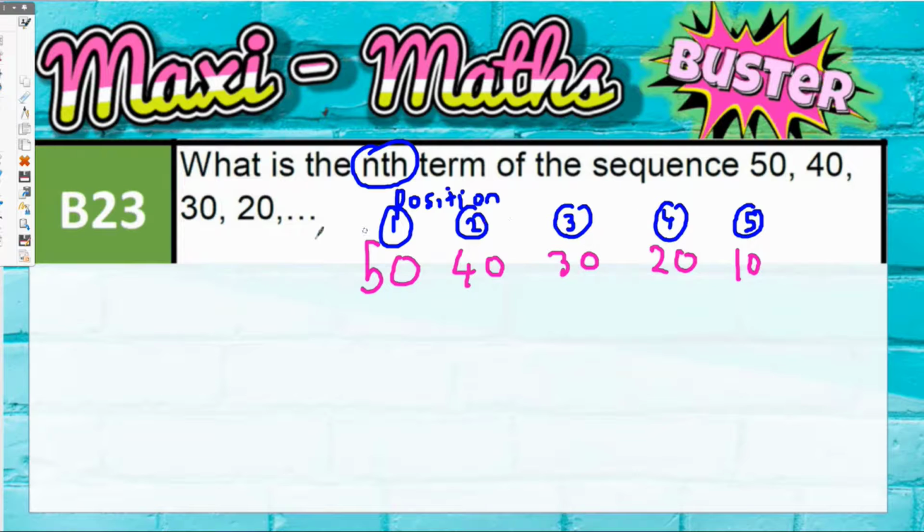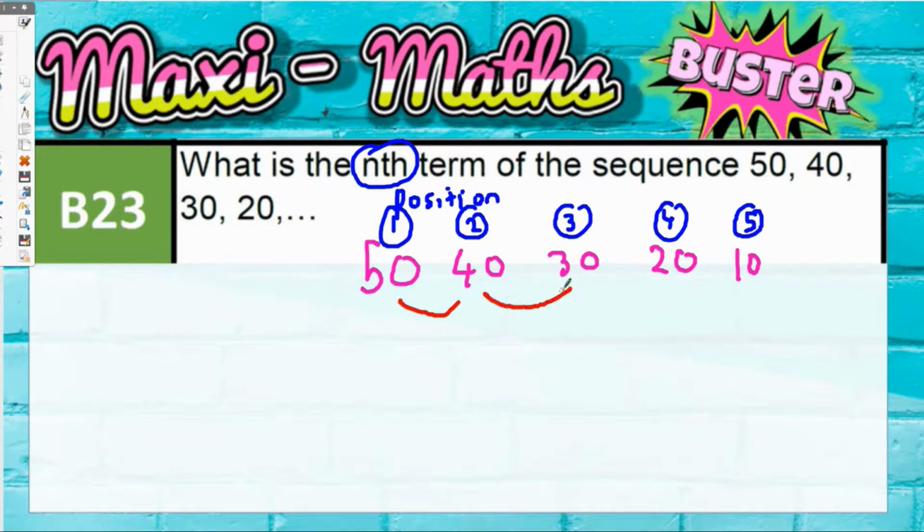And you're trying to find the relationship or the rule that links the position number to the actual number underneath it. So what rule links 1 to 50, 2 to 40, 3 to 30, 4 to 20, and so on? And it's got to be the same rule. We're not finding a different rule for each pair of numbers. We want one rule that works for them all. And this is how you do it.